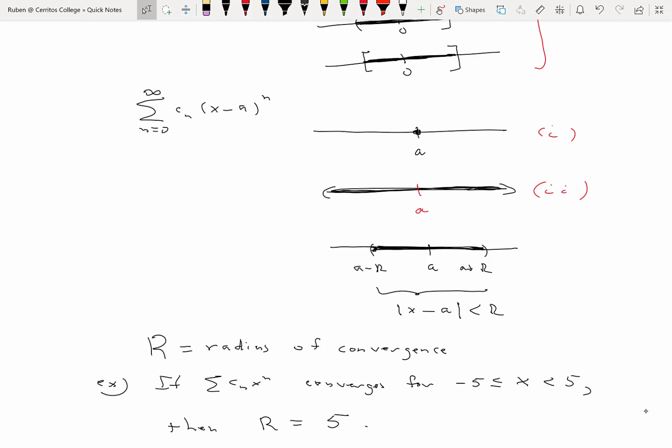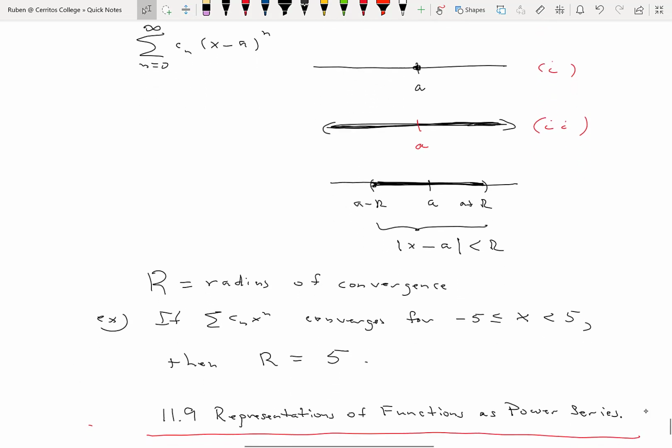It's just the distance from the center of your interval, and a power series centered at 0 will always have the center at x equals 0. So the center of the interval to either the edge on the right, 5 in the previous example, or the edge on the left, -5.